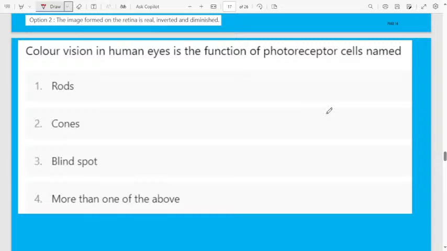Color vision in the human eye is the function of photoreceptor cells named rods. Second option, cones. Third option, blind spot. Fourth option, more than one of the above.